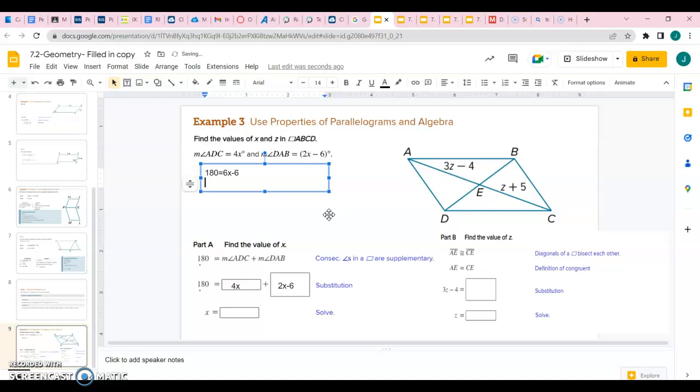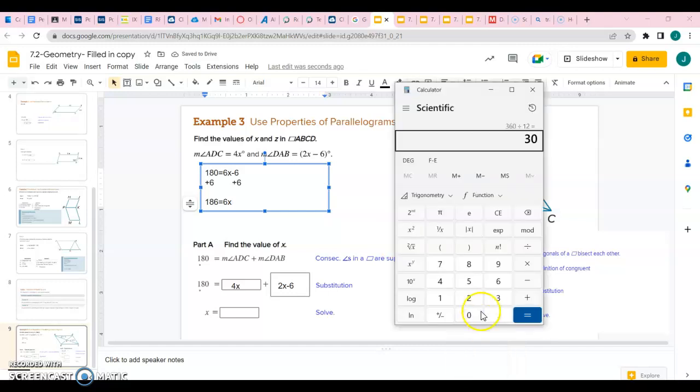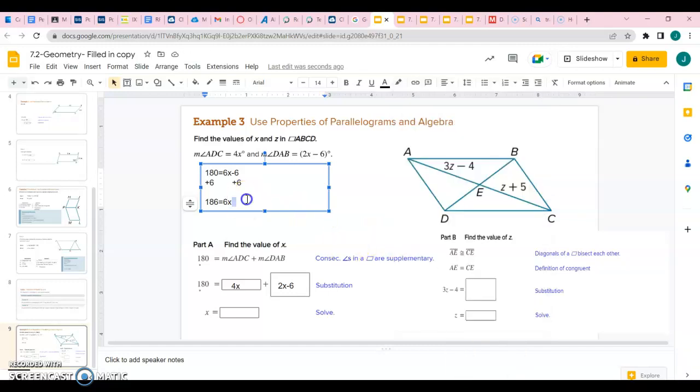So the first thing I'm going to do is add 6 to both sides. I have to do the inverse. So now I have 186 equals 6x. Then I'm going to divide by 6. So I'm going to do 186 divided by 6, and it gives me 31. So x equals 31.